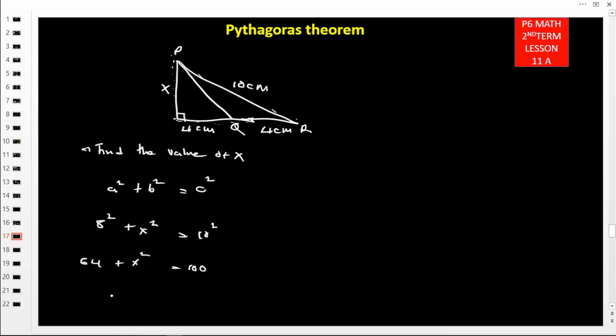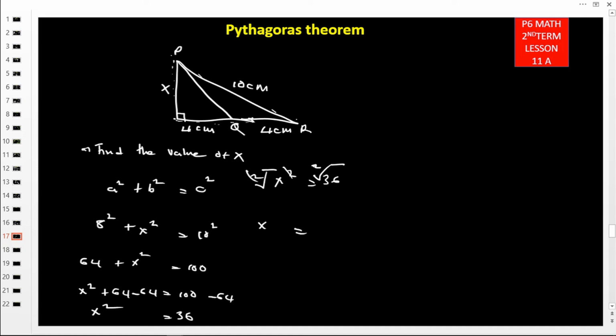Now we are going to arrange our equation here, which is going to be x squared plus 64 giving us 100. So minus 64, 100 minus 64 is 36. Therefore x squared is equal to 36. We take the square root: the square root of x squared is x, and the square root of 36 is 6. Therefore our x is equal to 6 centimeters.